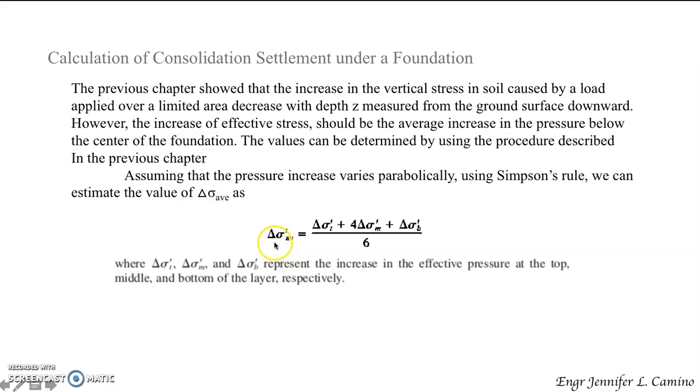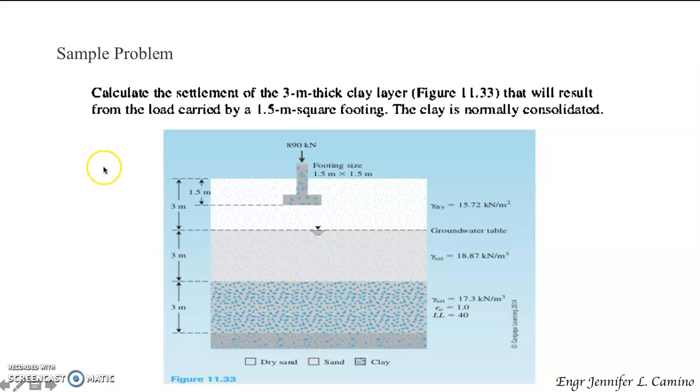We have here delta sigma prime average is equal to delta sigma T prime plus 4 delta sigma M prime plus delta sigma B prime, all over 6. Take note that these represent the effective stress increase at the top, the middle, and the bottom of the layer, respectively. So we have here a sample problem.